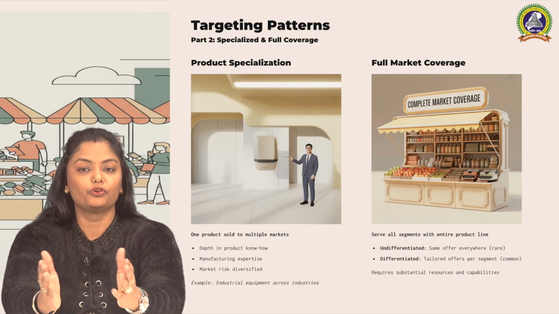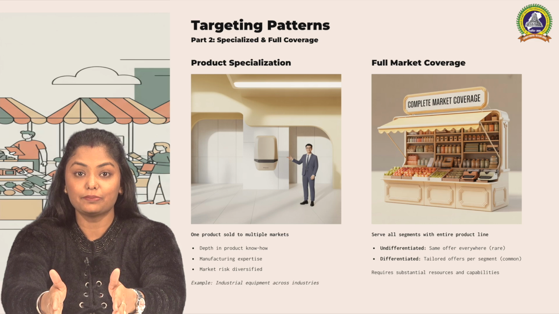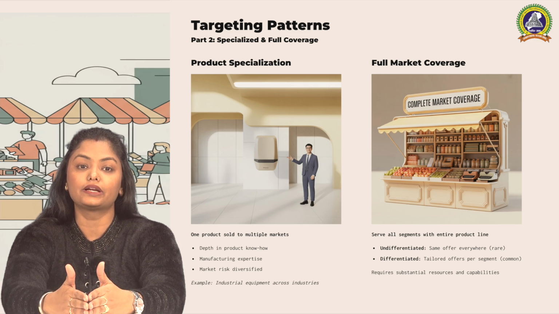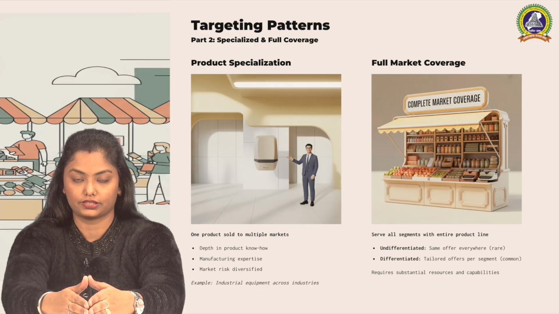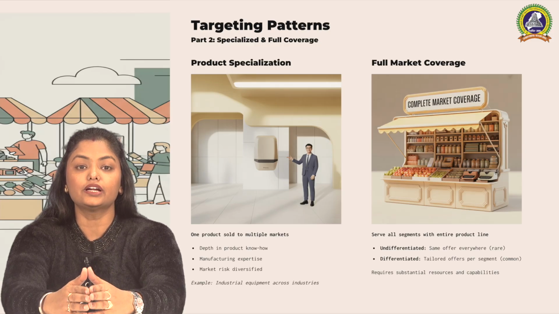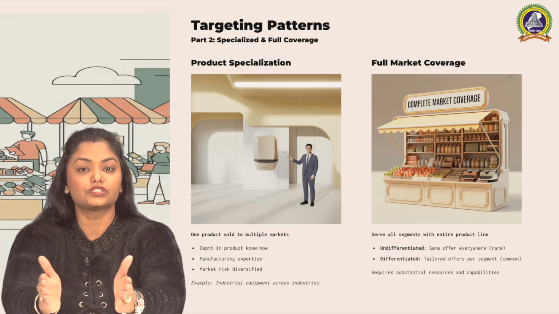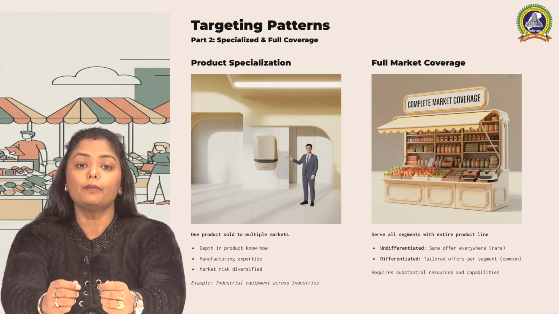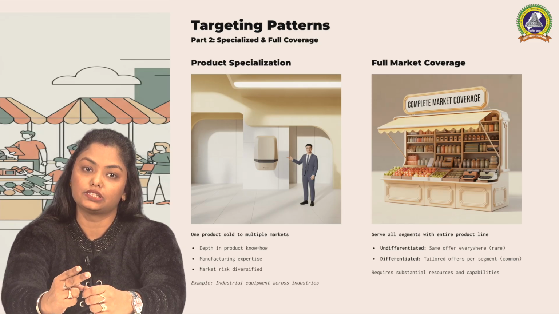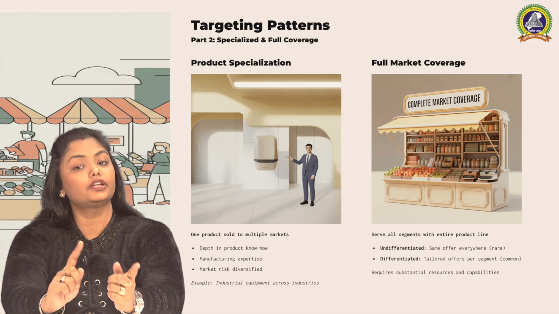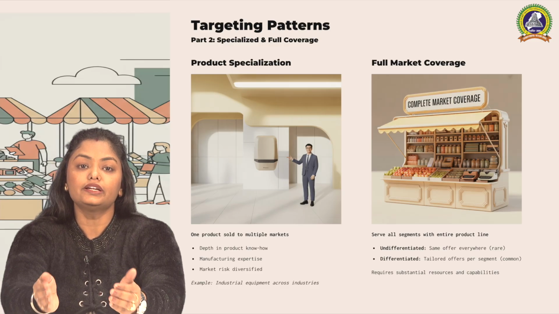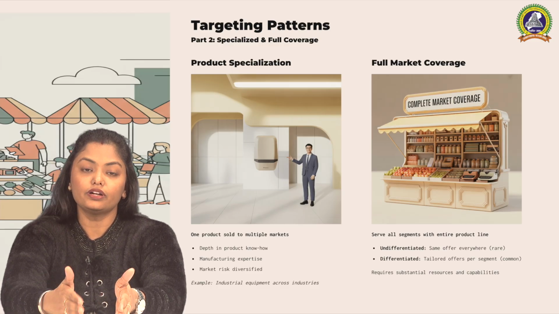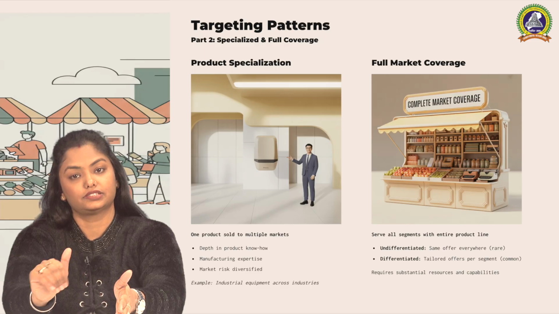Finally, we have full market coverage. As the name implies, the firm attempts to operate in all segments of the market with all varieties of products. This is a strategy that only very large firms can attempt. A company can do this in 2 ways: either through undifferentiated marketing, one product for everyone, or, more commonly, differentiated marketing, different products for all the different segments.